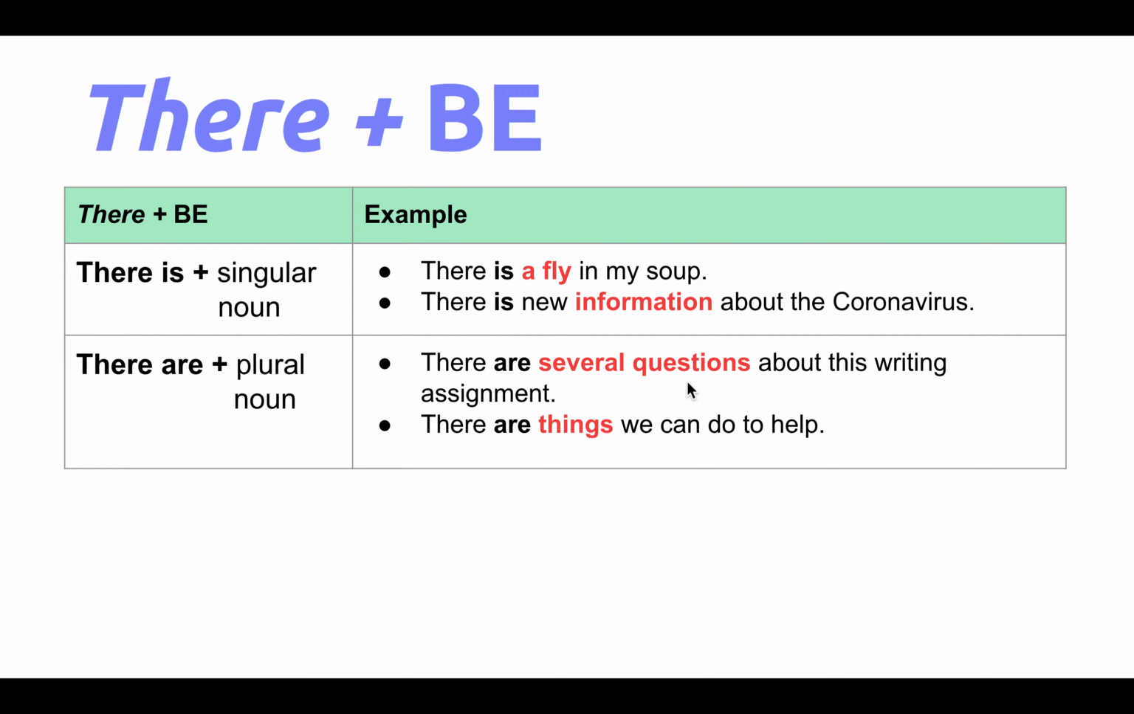In the last two, the nouns are plural nouns. There are several questions about this writing assignment. There are things we can do to help. When we have a plural noun, we use the form of be, are.